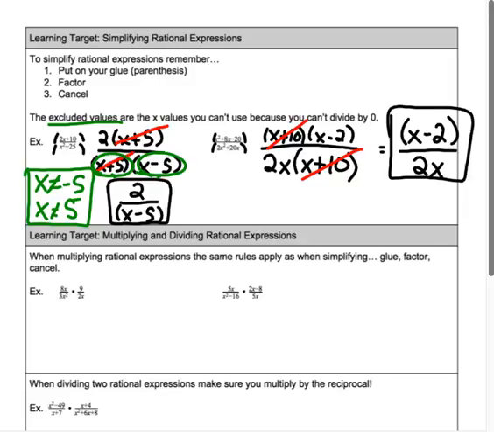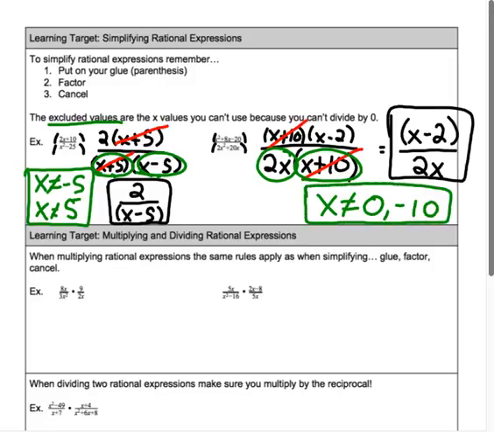Now for my excluded values. Well, here, whenever you have something with an x just out front, remember that just means x can't be 0, okay? This piece right here means you also don't want x to be -10. And so in this case, again, there's 2 things on the bottom, 2 factors on the bottom, therefore you have 2 excluded values.